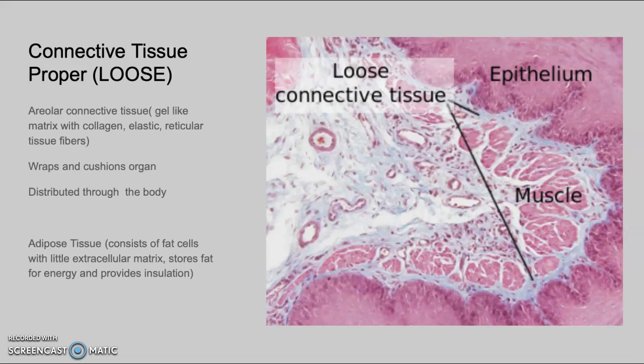Moving on to the loose connective tissue proper, the areolar connective tissue, which is a gel-like matrix with collagen, elastic, and reticular tissue fibers. It wraps and cushions organs. It is distributed throughout the body, and adipose tissue consists of fat cells within the extracellular matrix. It stores fat for energy and provides insulation.